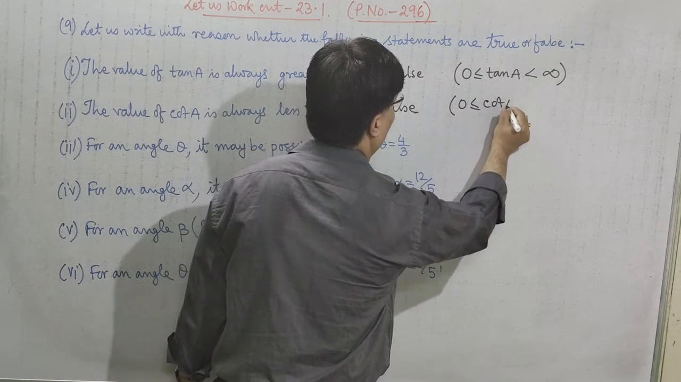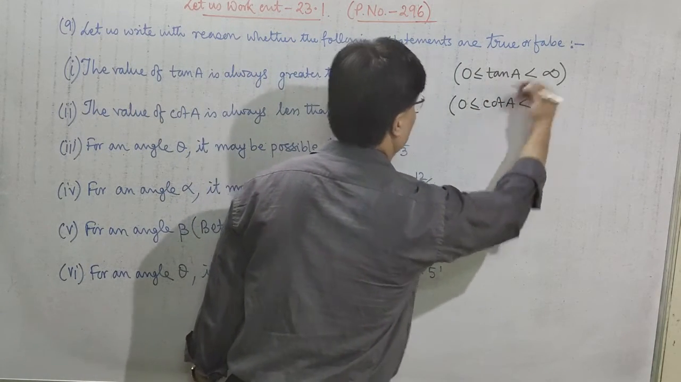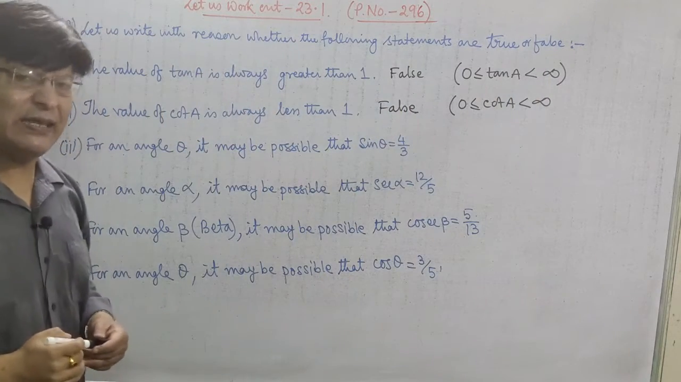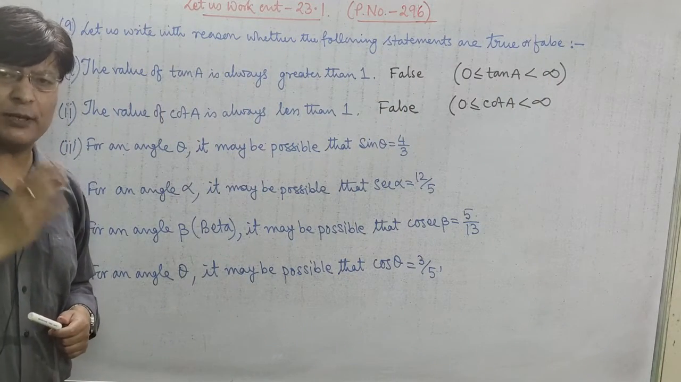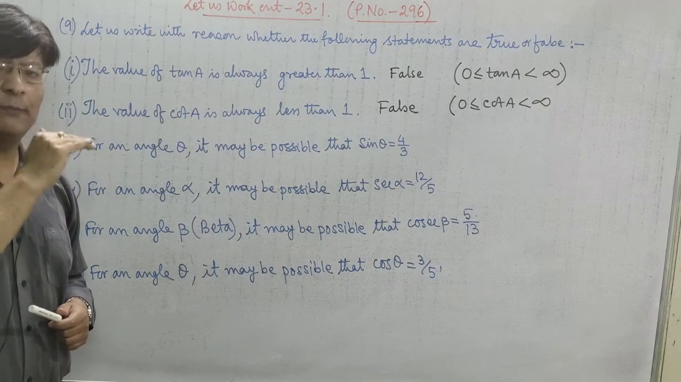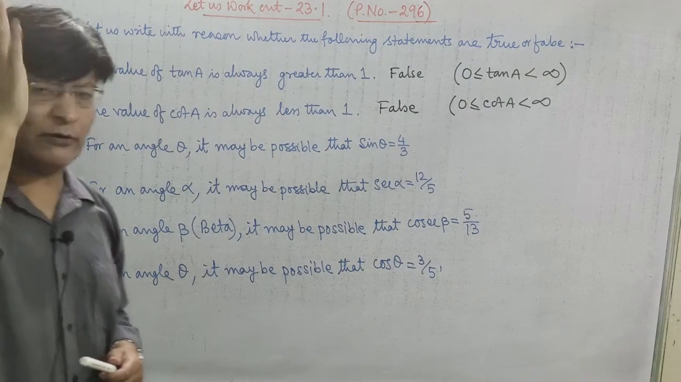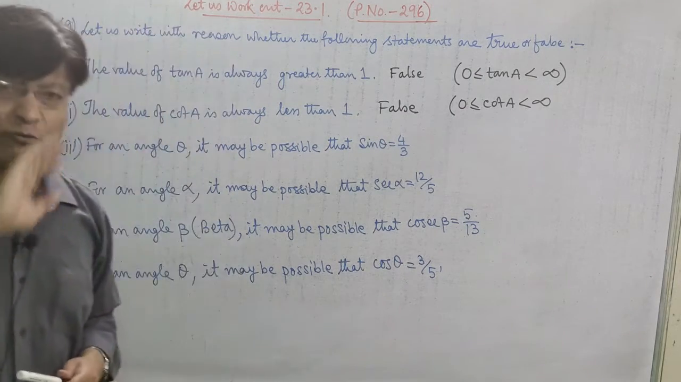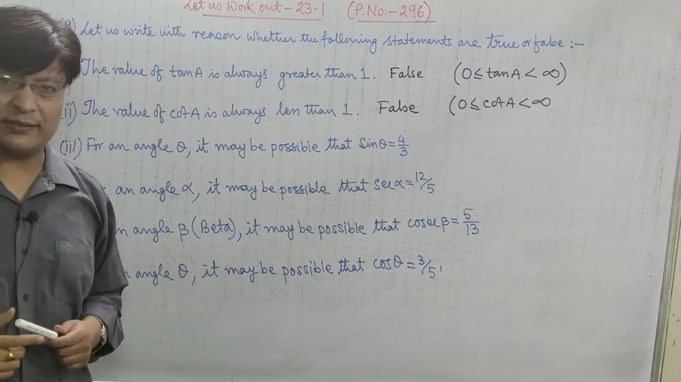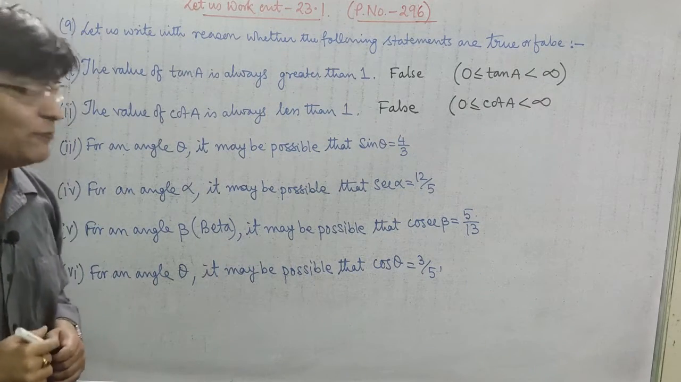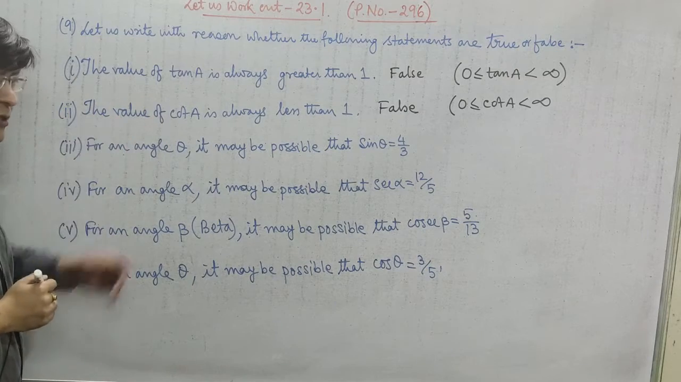What is the reason behind it? 0 is less than or equal to cot A, which is less than infinity. Infinity here is actually plus infinity. Plus infinity means any real values. You may have 1000, you may have 1 crore, you may have 1 arab, etc. It may have any positive real values. So this is also false.